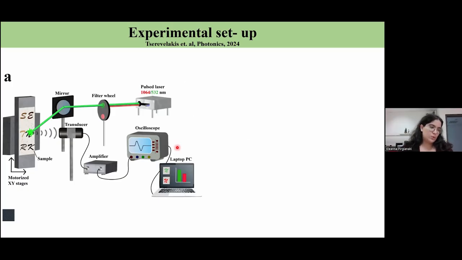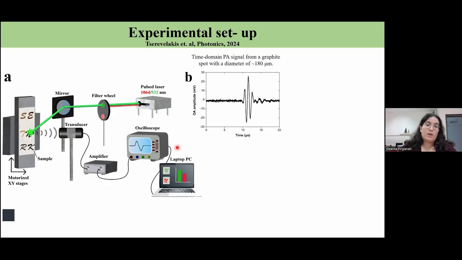Now, we want to characterize our setup. In order to do that, we drew a graphite dot, a spot, with a diameter of approximately 180 micrometers, sorry. And we irradiated it with the 1064 nanometer laser. This is how a typical photoacoustic signal looks. You can see that we have negative peaks and a positive peak. In the following slides, you will see extensively the term peak to peak. This is actually the distance between the negative and the positive peak of the photoacoustic signal.